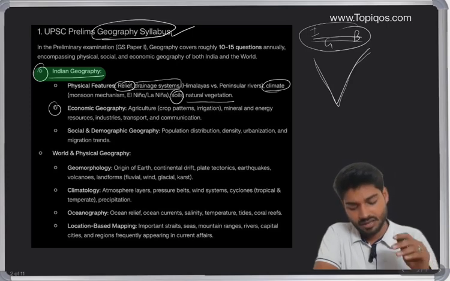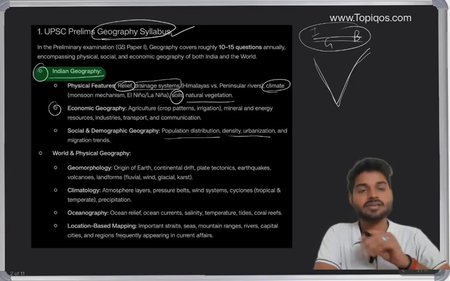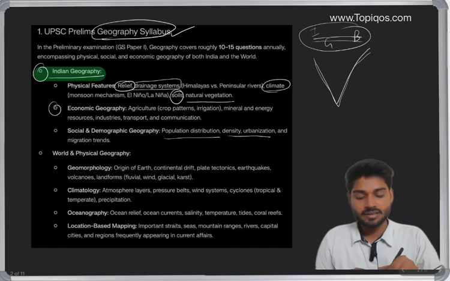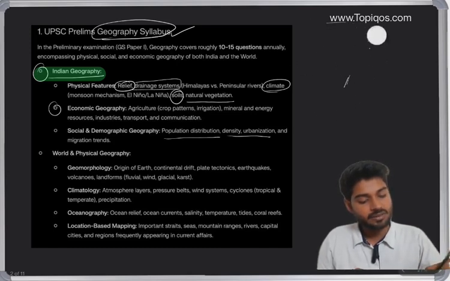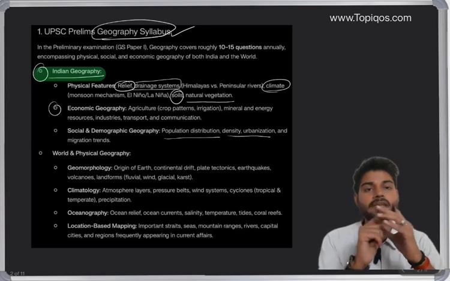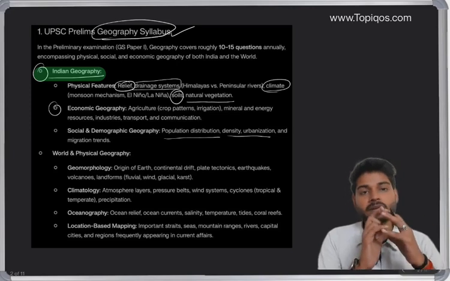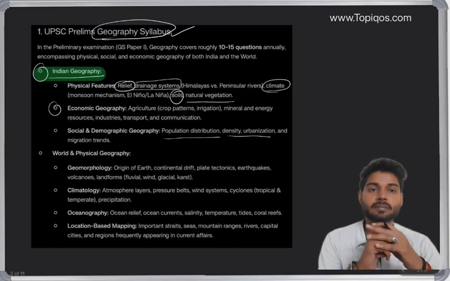And then we have to study social demographic geography, which constitutes population distribution, density, urbanization, and migration trends. So basically, have you studied the Big Bang theory? Are you aware of the Big Bang theory? Let me explain, it would be easier for you. We have studied the Big Bang theory in school also.